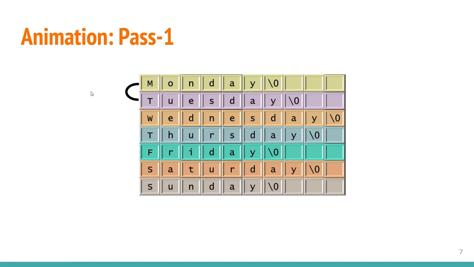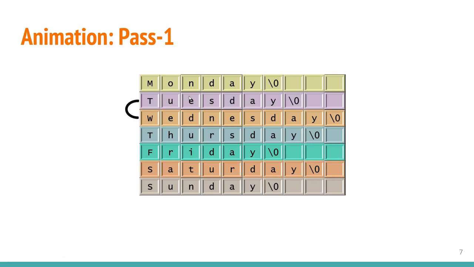So we'll compare the first string, which is Monday, with Tuesday. Is Monday greater than Tuesday? Of course, if you see the alphabetical order, we have the capital M which comes first, followed by T, and M obviously appears alphabetically before T, so there is no need for a swap. So obviously we'll check for the next comparison.